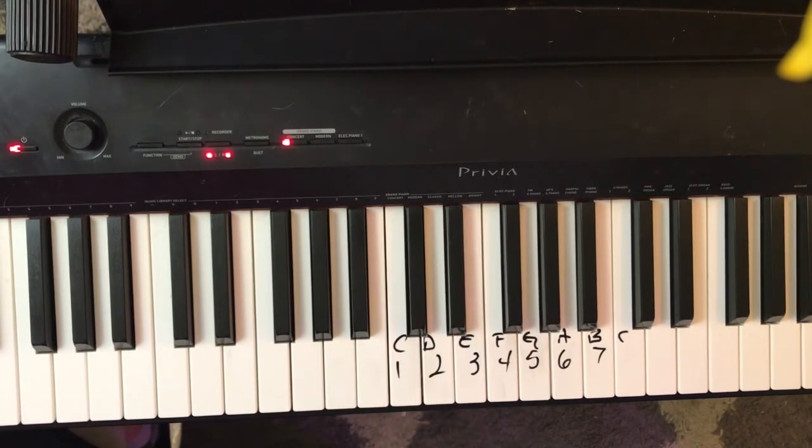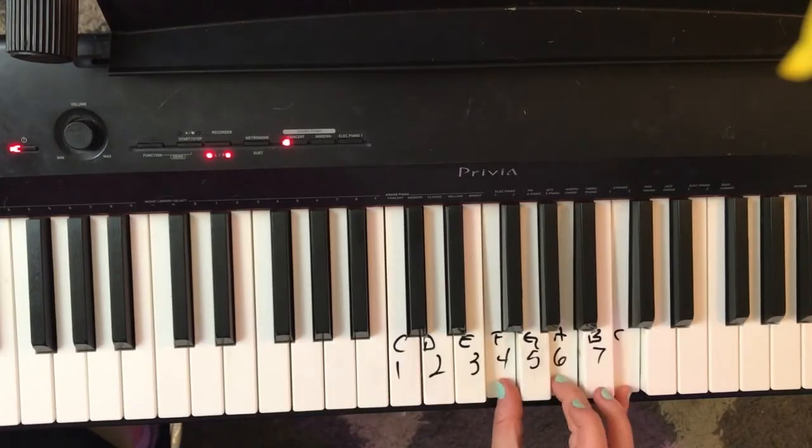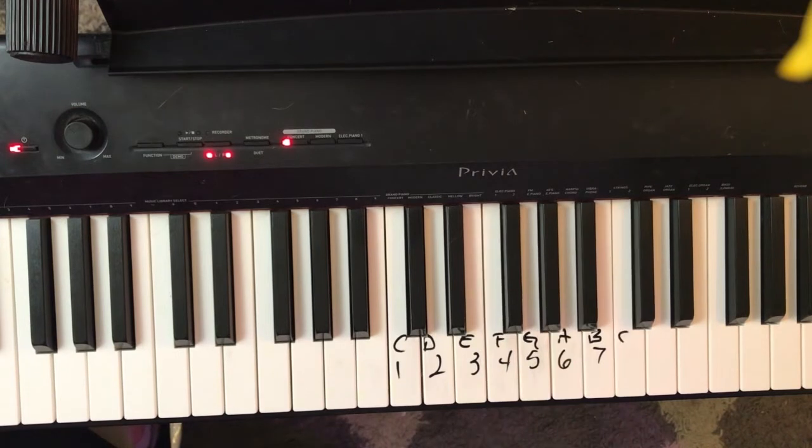Let's practice the 3 major chords of C. 1, 2, 3, 4. That is F. Skip, skip, skip. I put my thumb on that. Let's try it. The 5th note. G. And let's play 1, 4, 5. Most songs use the 1, 4, and 5.